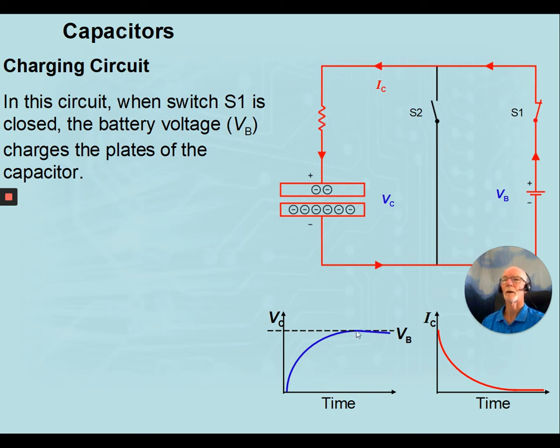And when the capacitor becomes fully charged, it doesn't allow any more current to flow to its plates. Current drops off to 0. The voltage across the capacitor is equal to the supply voltage, and the voltage across the resistor, because there's no current flowing, will be 0.